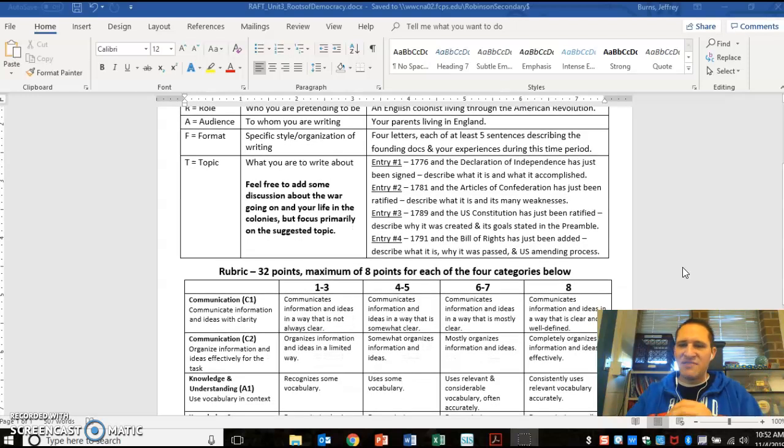Entry number 3, 1789. The Constitution has been ratified. It was started in 1787, officially ratified in 1789 by 9 of the states at that point.